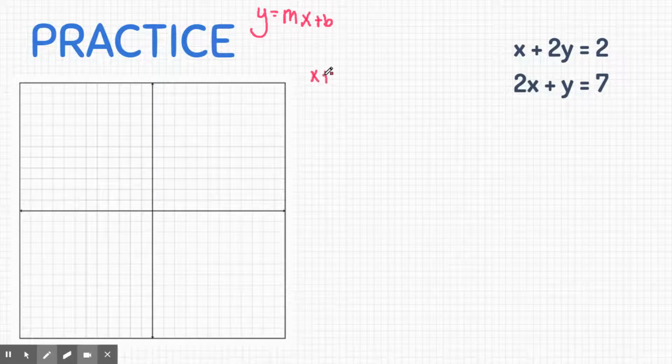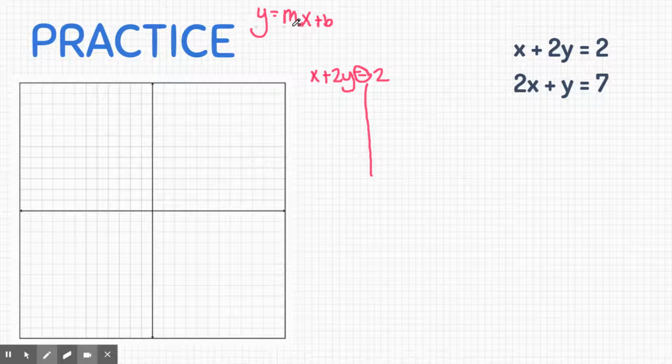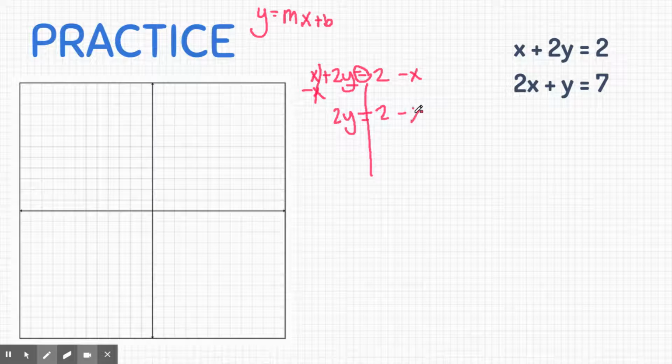So I've got x plus 2y equals 2. The center of my equation is my equal sign. And the goal is to get y by itself, like it is up here in the mx plus b format, or slope-intercept form. So to get y by itself, the very first thing I have to get rid of is this x. Since this is a positive x, to get rid of it, I'm going to subtract x. Anything I do to this side, I have to do to the other. x minus x is going to cancel out. I now have 2y is equal to 2 minus x.